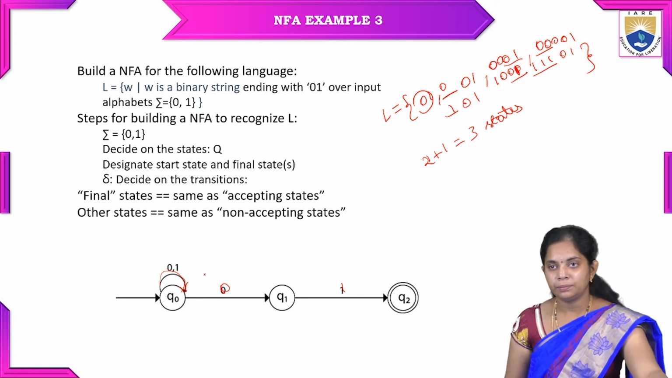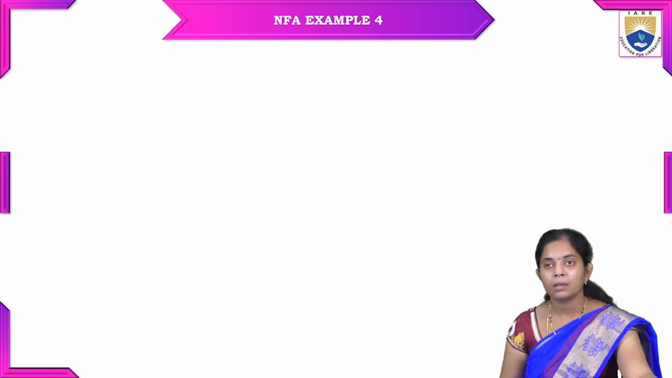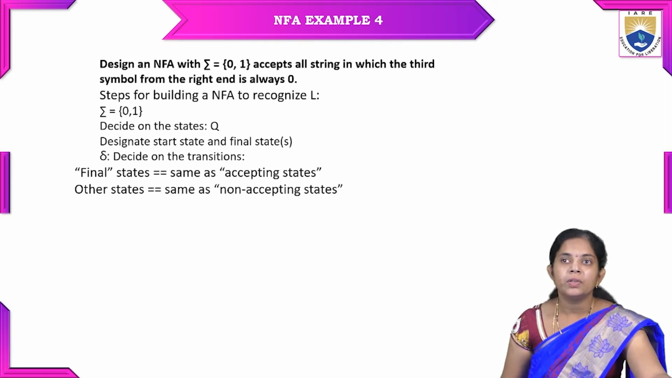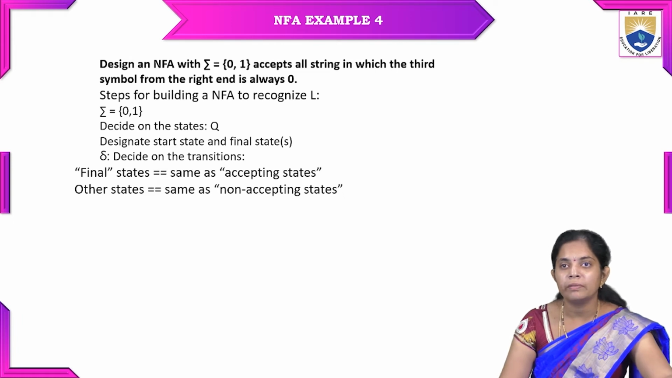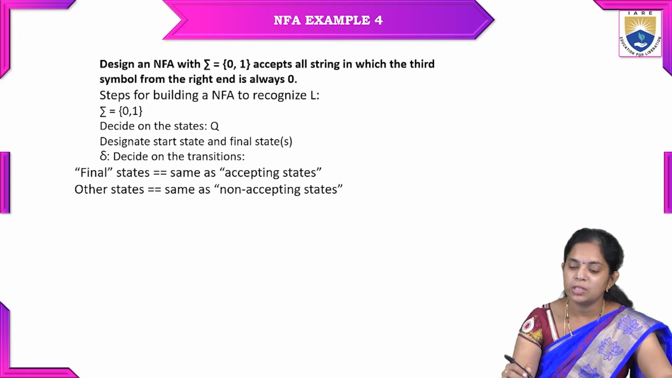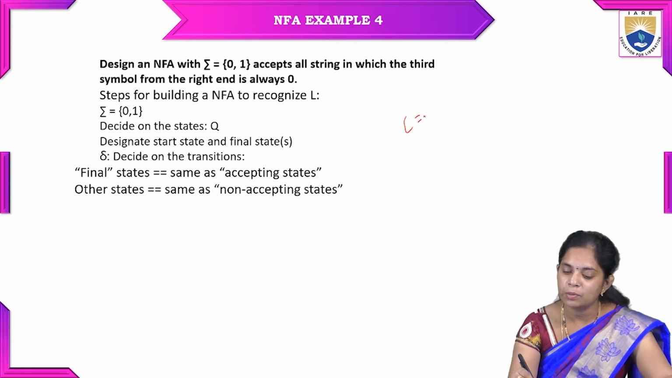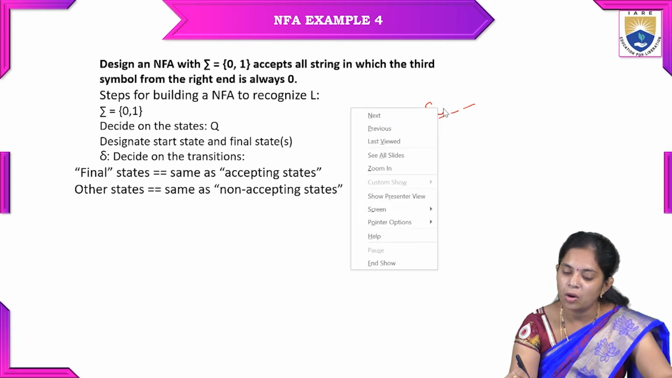And next example. Design an NFA with epsilon, over 0, 1, that accepts all strings in which the third symbol from the right end is always 0. How to construct this NFA? First we have to elaborate the condition: the third symbol from the right end is always 0. So L is the set of strings where the third symbol from the right end is always 0.